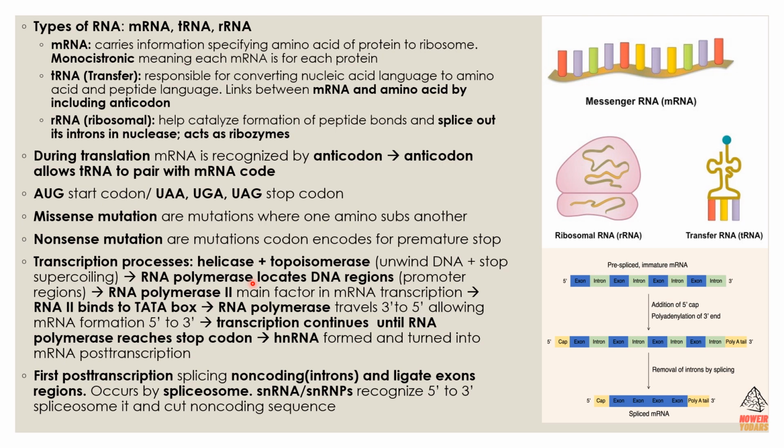So you've got the original RNA, and then a helicase opens it up, just like DNA. Then the topoisomerase stops the supercoiling. So helicase opens, topoisomerase stops the supercoiling, and then RNA polymerase locates the promoter region on the DNA. RNA polymerase 2 is the main factor in mRNA transcription.